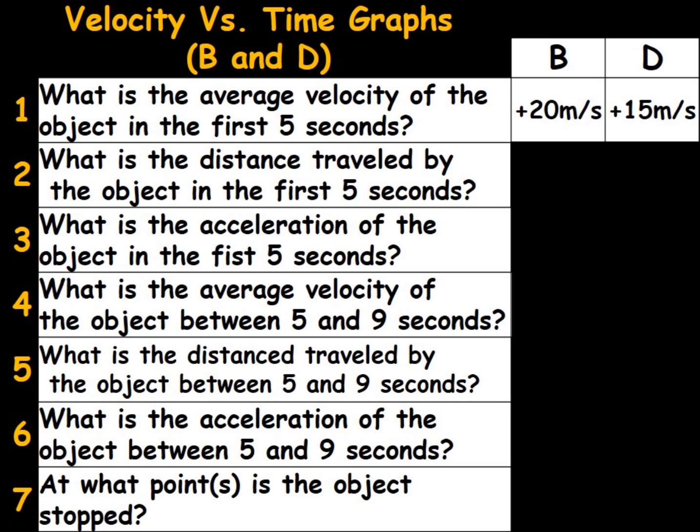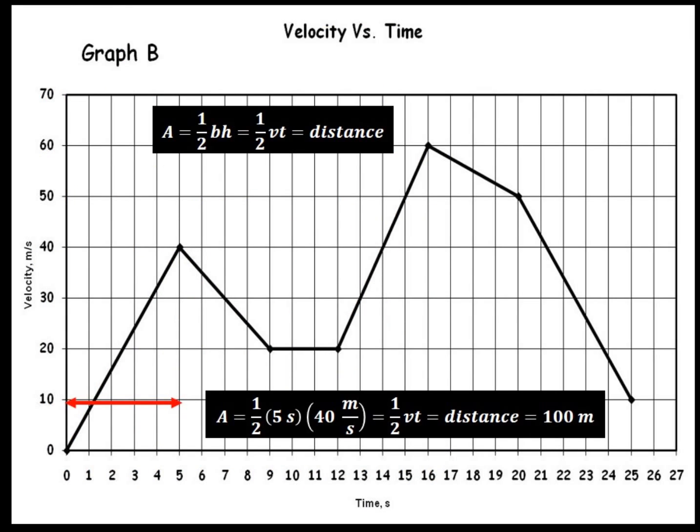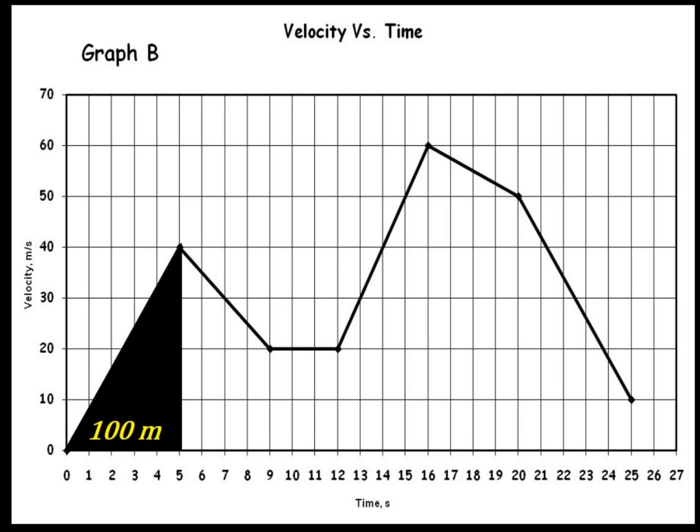Now, what is the distance traveled by the object in the first 5 seconds? Now, this is interesting. We know that the distance traveled is going to be the area under the curve. The distance traveled is the area under the curve, and it's for the first 5 seconds. So, it's going to be a triangle, and it's going to be 1/2 the base, which is 5 seconds, times the height, which is 40. So 5 times 40 is 200. 1/2 of that is going to be 100 meters.